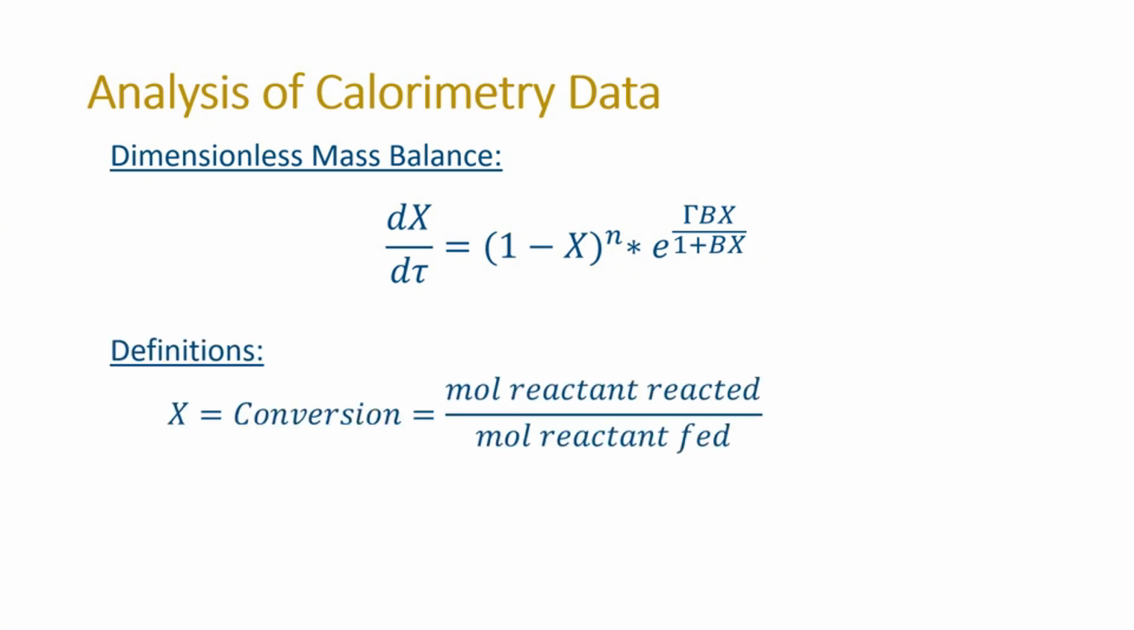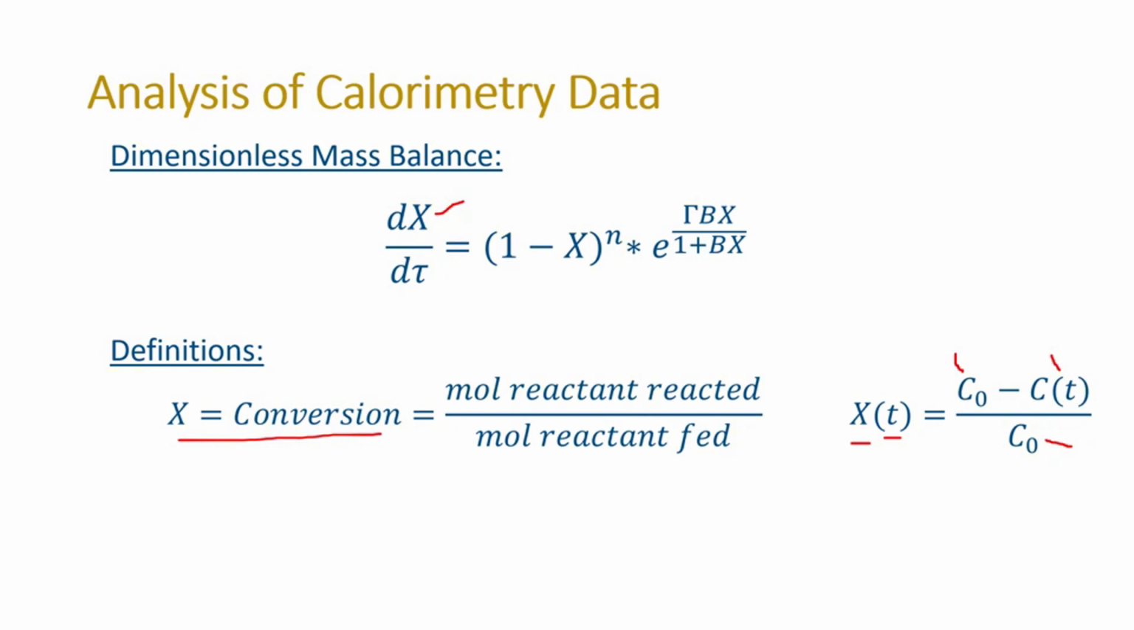So first, let's start with this capital X. Capital X is the conversion of our limiting reactant or reactants. Conversion is defined as the moles of the reactant that's reacted over the moles fed. With respect to concentration, the conversion at time point t is equal to the initial concentration of the reactant minus the concentration of the reactant at time t divided by the initial concentration of the reactant.